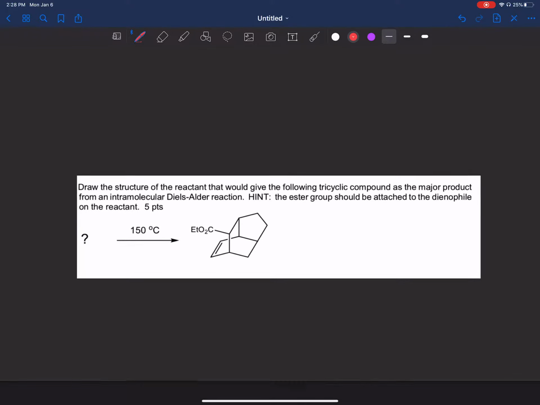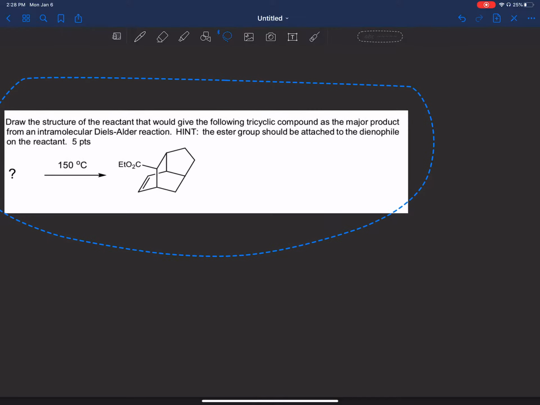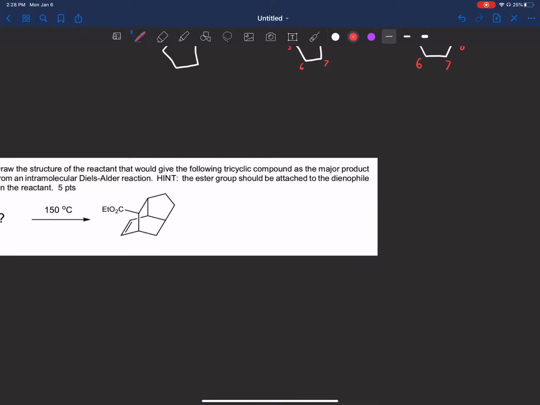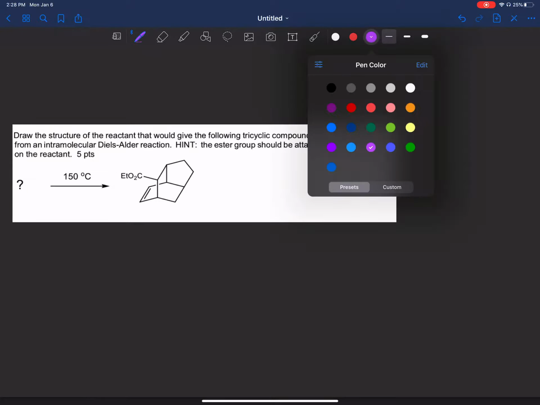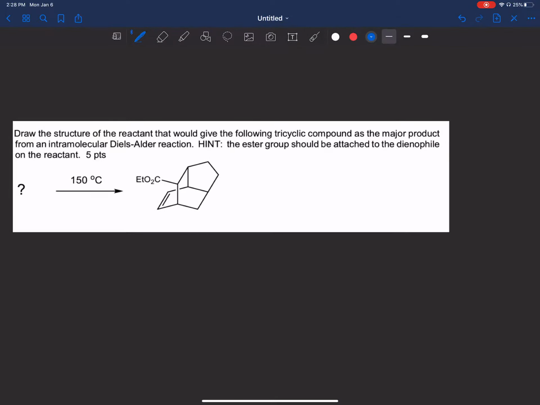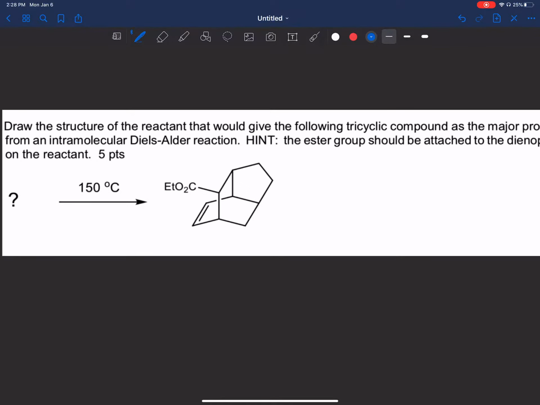Now, one more question, right? And let me just move this up a little bit. Draw the structure of the reactant that would give the following tricyclic product. All right? Again, it may look a little bit complicated, but don't freak out. So I'm not going to redraw this one. It gave us a hint: the ester group should be attached to the dienophile of the reactant. So we know that the ester group is 100% part of the dienophile.